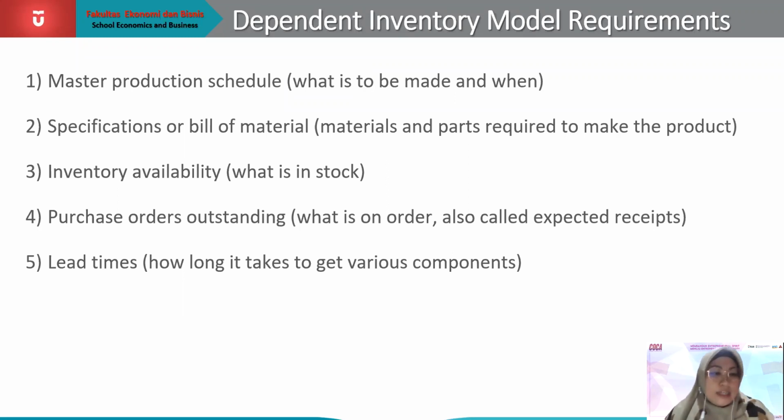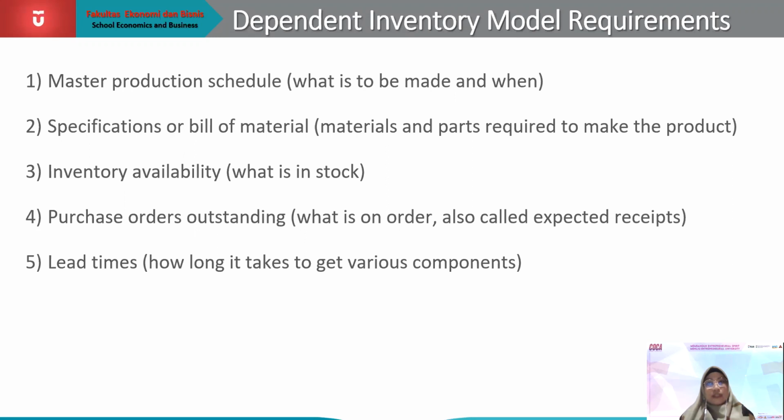And the third one is inventory availability, what is in stock. And then the fourth one is purchase orders outstanding, what is on order, also called expected receipt. And then the last one is lead time, how long it takes to get various components.